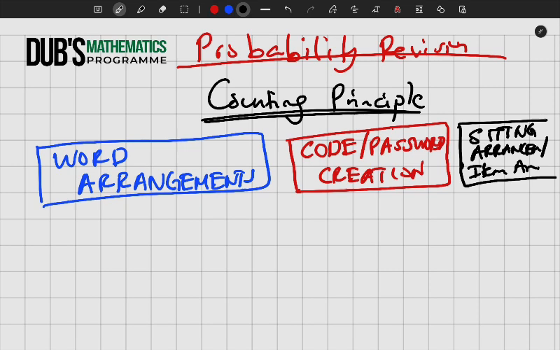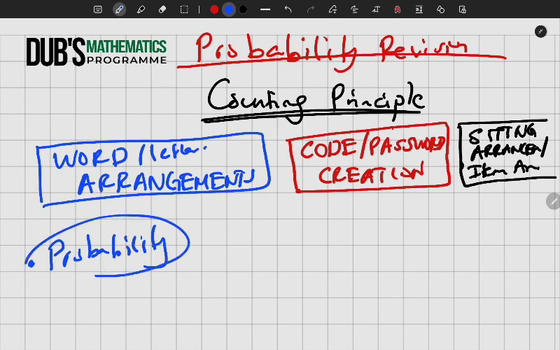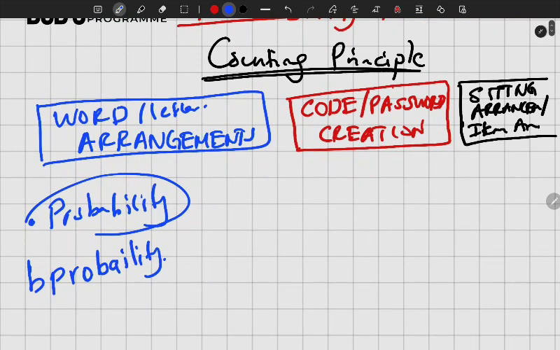They can ask it mainly in three ways. One could be around word or letter arrangements. They give you a name or a word, say probability. Then they ask how many letter arrangements can be made from this word, meaning you can construct different words by changing or swapping letters around. Like you can choose to start with a B and then followed by a P. We don't have the other P now, so it would look like this. That is still a different arrangement.